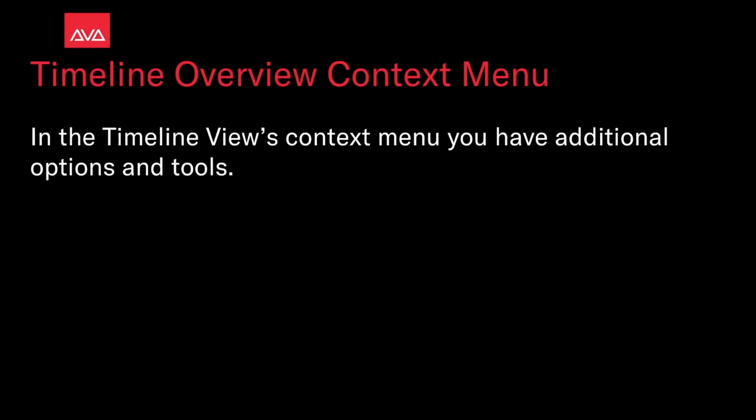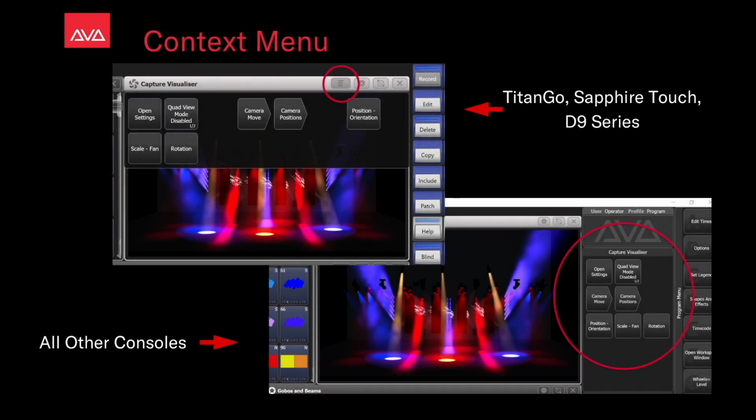In the Timeline View's context menu, we have additional options and tools. Remember, the context menu on the Titan Go, Sapphire Touch, and D9s will be the four lines button. On all the other consoles, it's going to be left of the soft keys B, C, and D, as we see circled here.